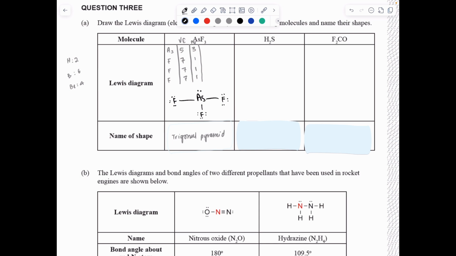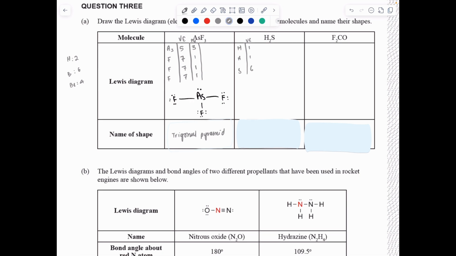The next molecule we have to look at is H2S. So again, let's draw a table. I've got 2 H's and an S. Valence electrons: how many does hydrogen have? Hydrogen is in group 1, so it has 1 valence electron. Sulfur is in group 16. Second digit of 16 is 6, so it has 6 valence electrons. How many more do each of these atoms need to have a full outer shell?